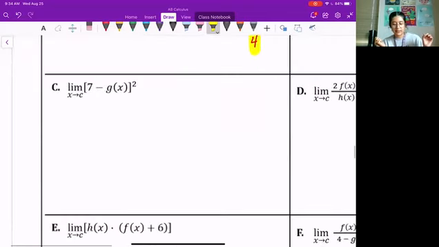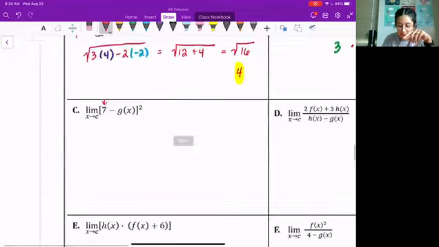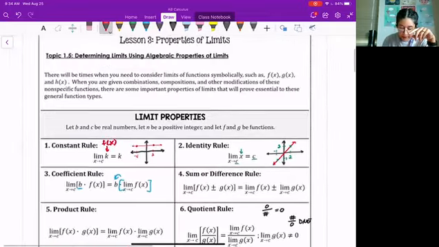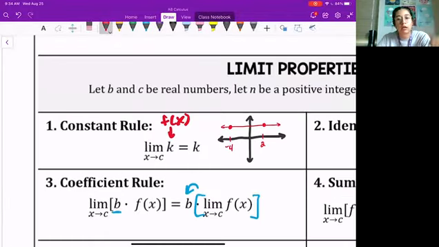Okay, C. So what's going on with this 7? Is it a constant that's being multiplied? No, I'm subtracting from 7. This 7 comes from the constant rule. 7 is the function that I'm being told about here.